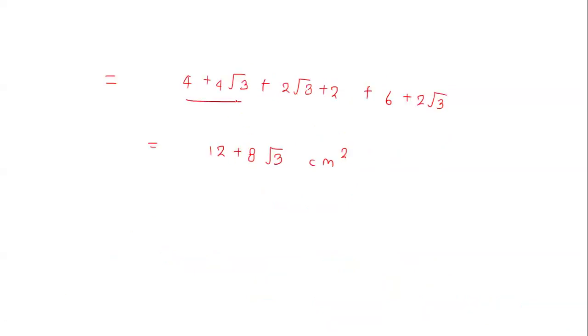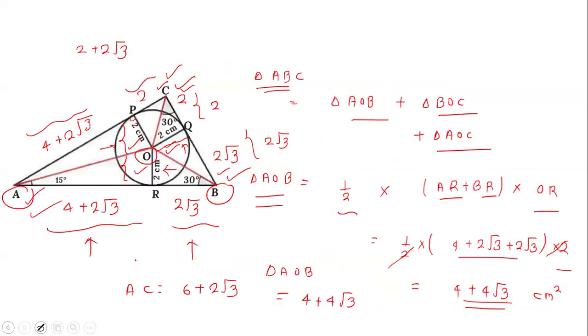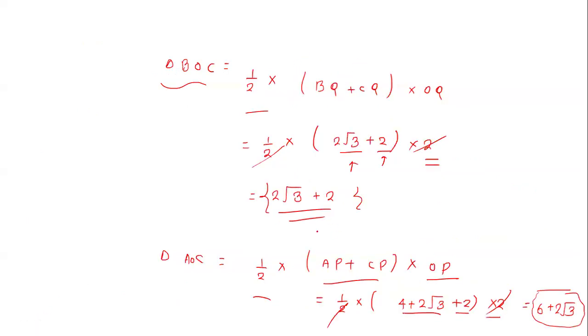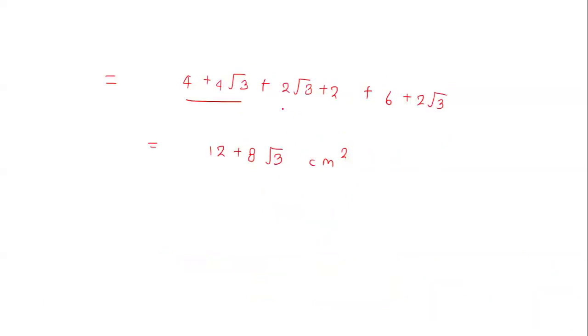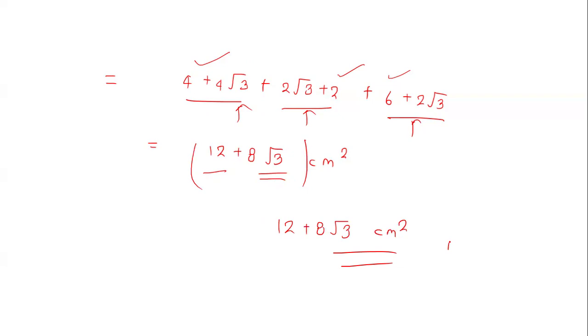Just we have to do the sum. So 4 plus 4 root 3 is the area of the triangle AOB. Then 2 plus 2 root 3 and then 6 plus 2 root 3. So if you add 4, 2 and 6, it will become 12, and 4 root 3, 2 root 3 and 2 root 3 will become 8 root 3. So the final answer is 12 plus 8 root 3 centimeter square. In this way we can find the area of the triangle ABC.